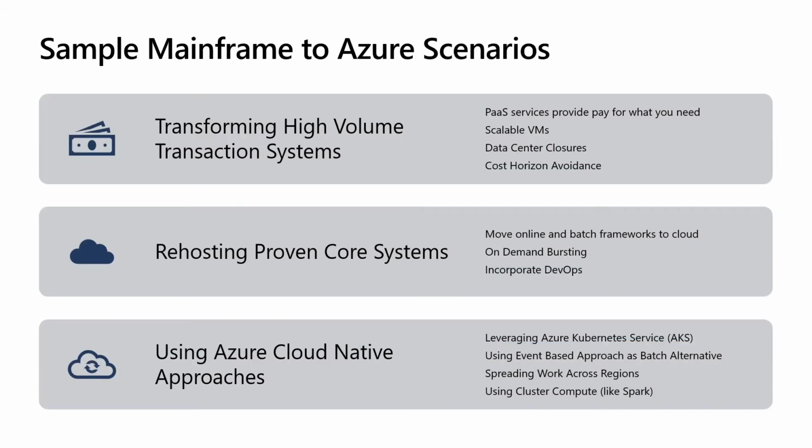So again, some of the sample scenarios are these high volume transaction systems. It's also rehosting proven core systems. Do you really want to change something, or do you just need to get it moved into a lower cost environment? And the last one that I have here is this cloud native type approach. Sometimes you want to do that because what you're doing on the mainframe doesn't really give you what you want.